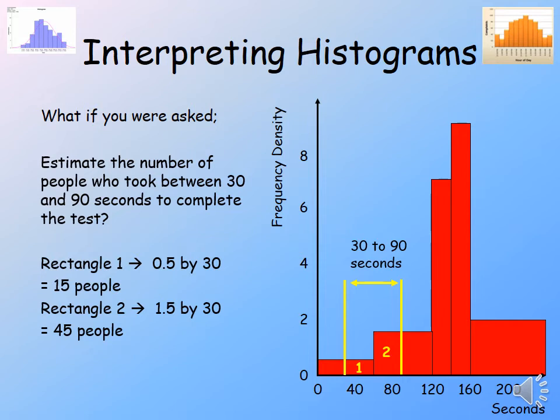So we mark out the rectangles and work out the frequency density. So in number 1 it was 0.5, and multiplied that by 30, which is the area there. Okay, and in the second one it was also 30. Okay, so the total 45 and 15 makes 60 people.